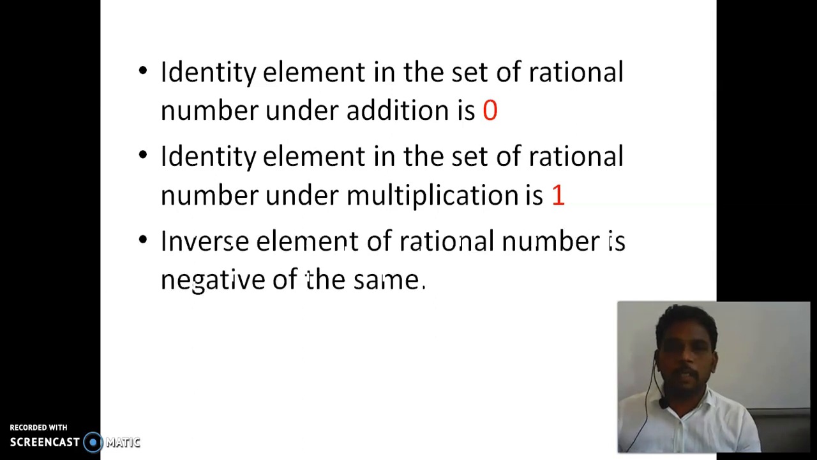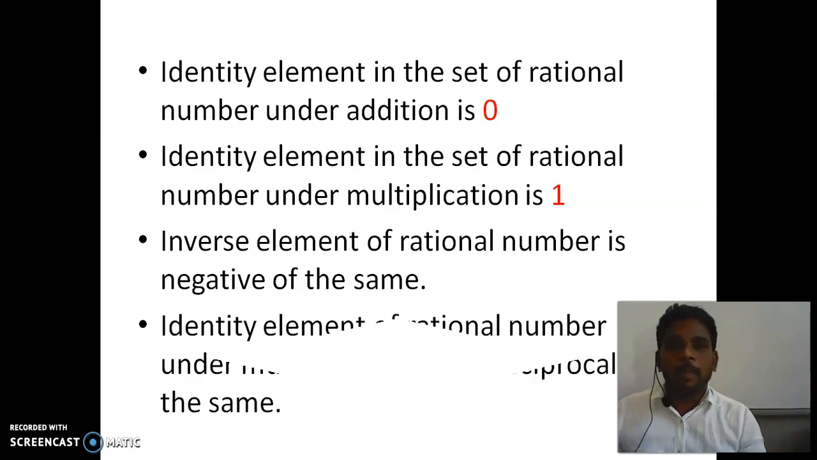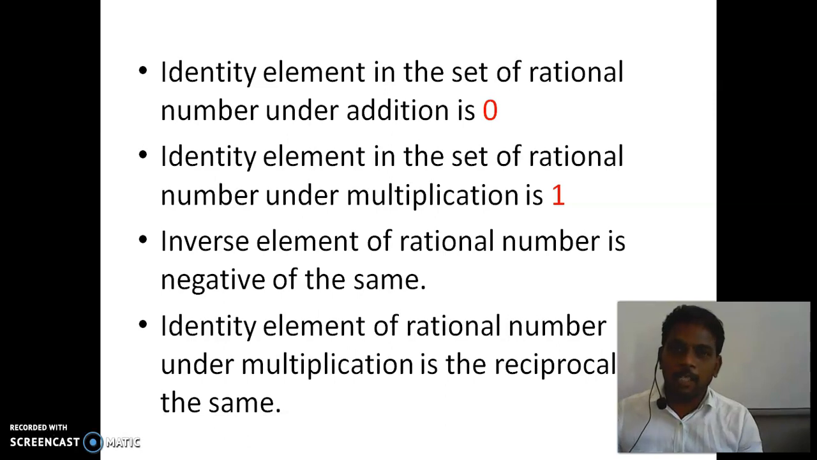Next, inverse. The inverse of a rational number under addition is nothing but the negative of the same, because if you add a rational number with the negative of the same, we will get 0. And under multiplication, if you multiply any rational number by its reciprocal, you will get the answer 1. So the reciprocal of a rational number is called the inverse of that rational number. This concept we have seen in the last classes.